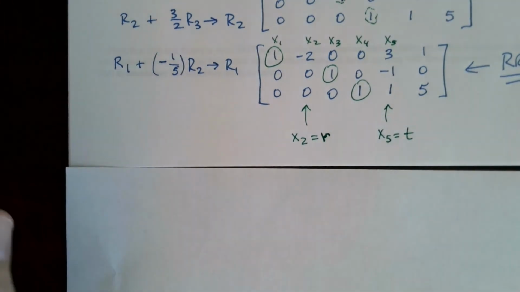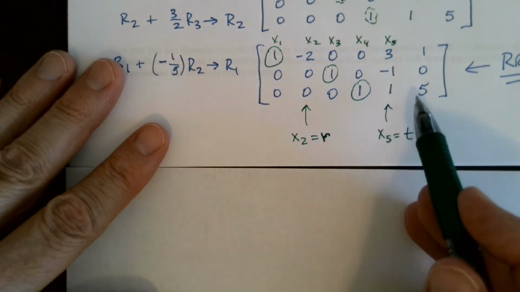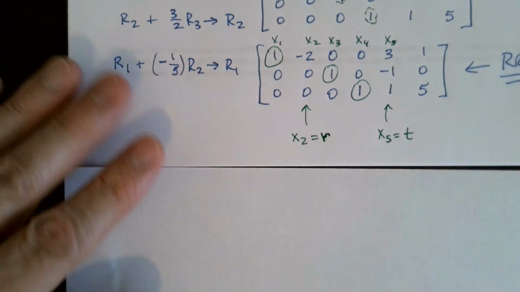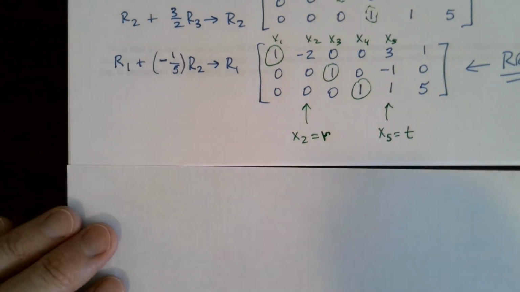Okay. I know the system is consistent. I don't have any contradictions. That would be what? All zeros and then a 1 at the end. I don't have any of that. So this is consistent. I have at least one free variable. Therefore, there's infinitely many solutions. Okay. Let's write out the form then.